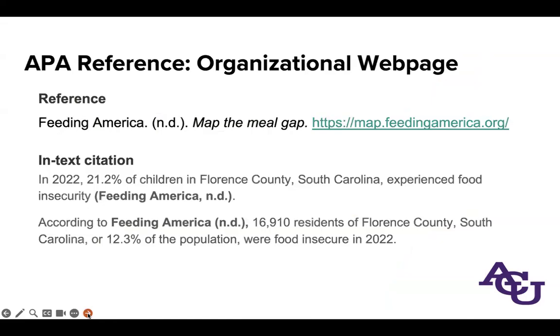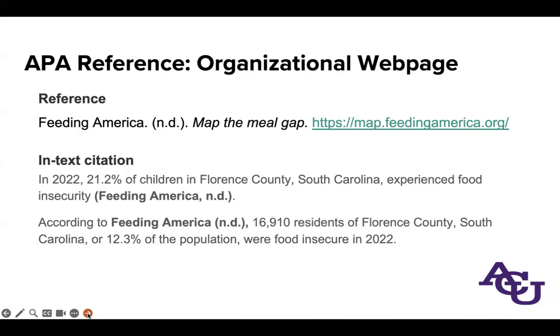So let's talk about how to cite an organizational web page using that Map the Meal Gap page, because again, it's really useful and I hope all of you use it. We'll format this according to the APA reference format for an organizational web page. That means that the organization is the author, and you can follow this format to write most any reference for a page on an organizational website. So I've got the name of the organization, Feeding America, in the author position.